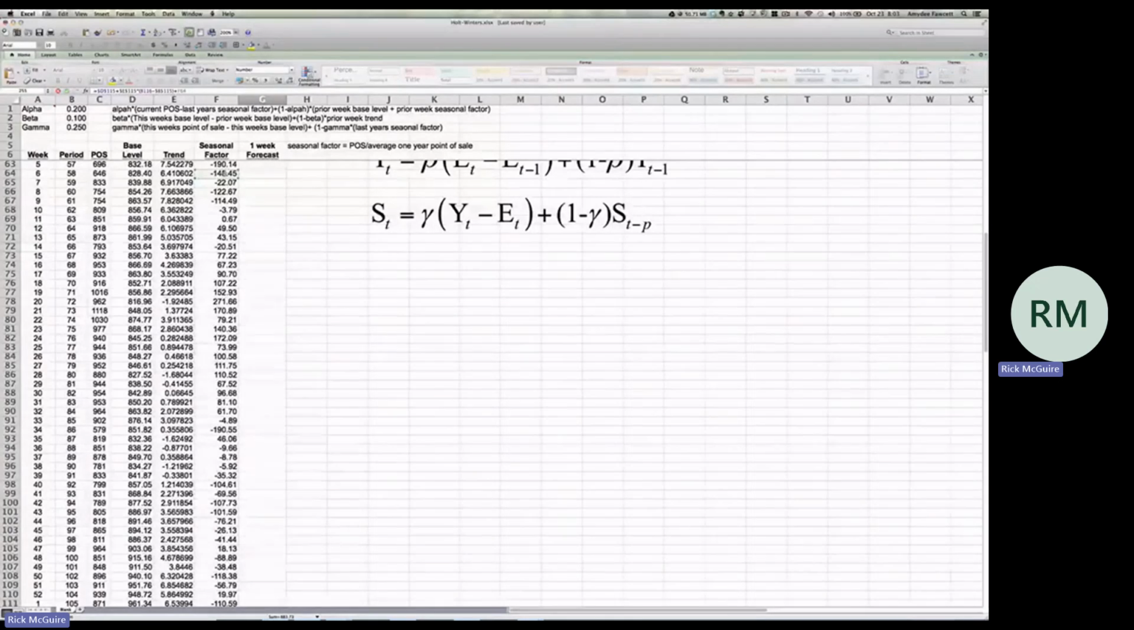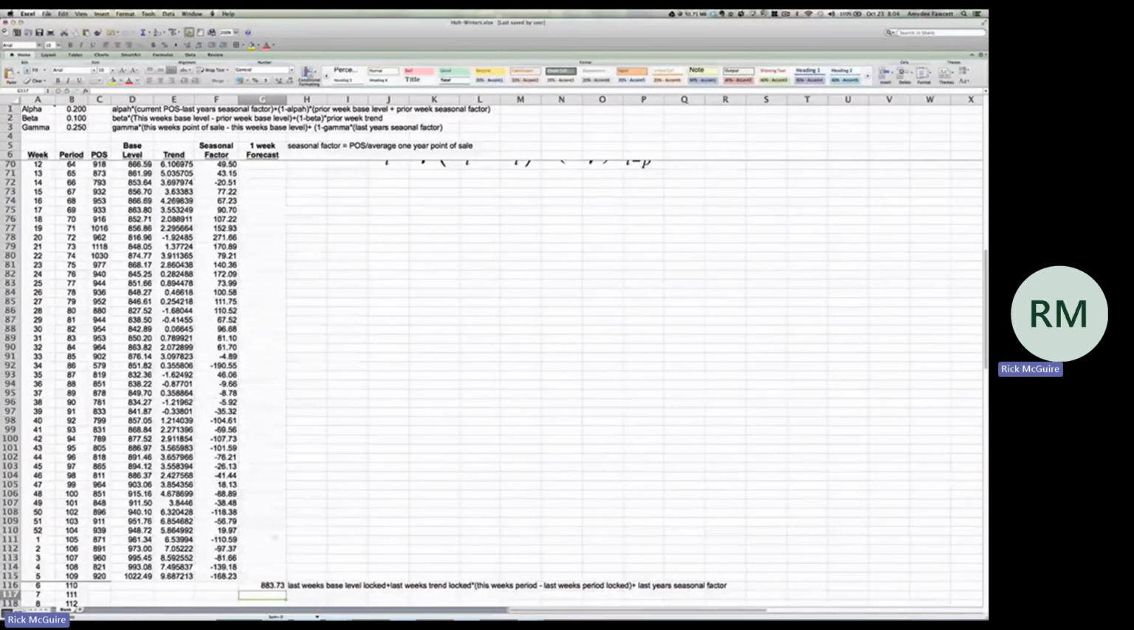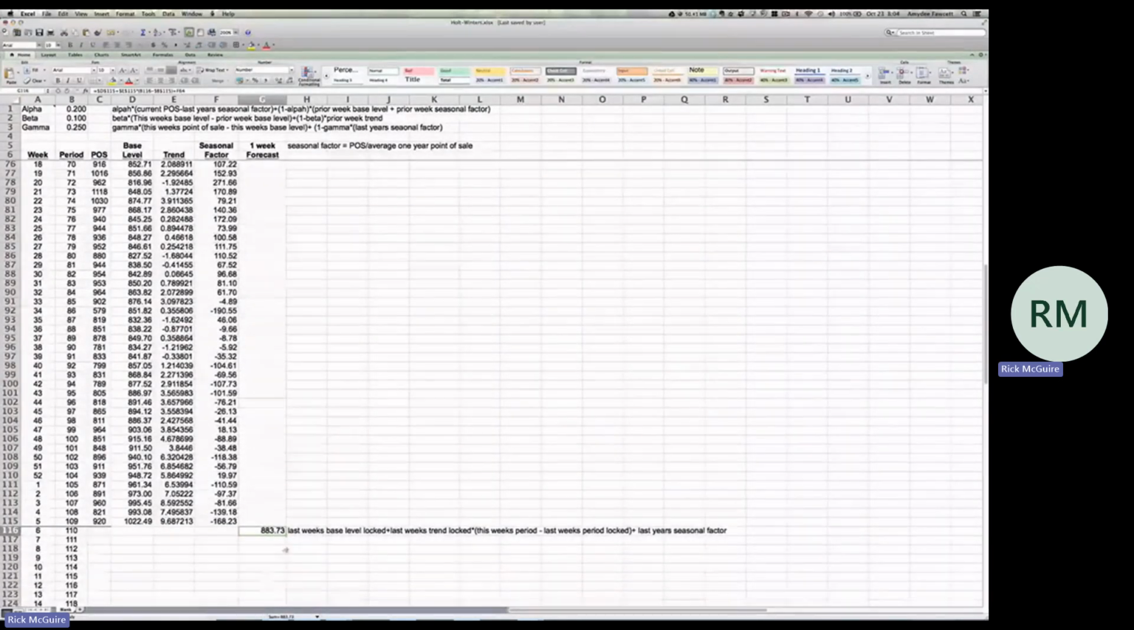So now you see this is my forecast for week 6 in year 3. So this is an actual out of sample forecast. Now I can drag down this formula.